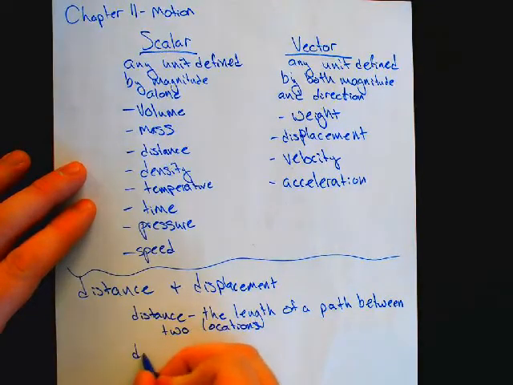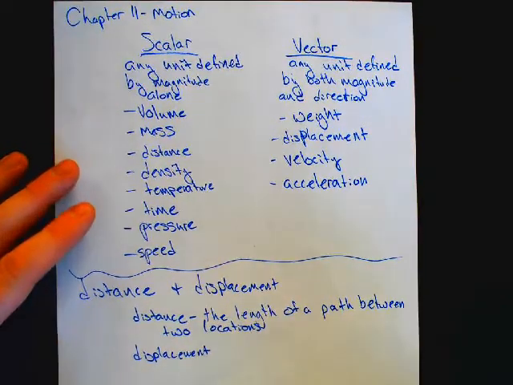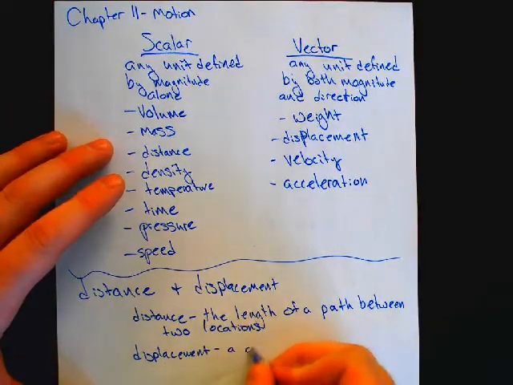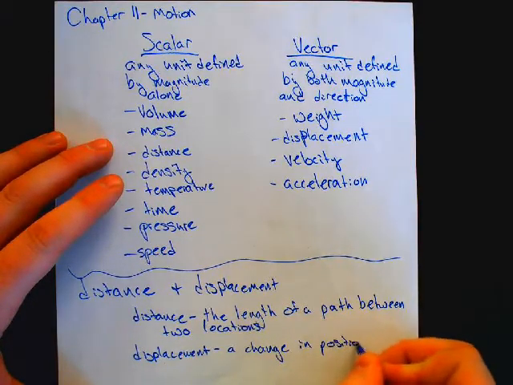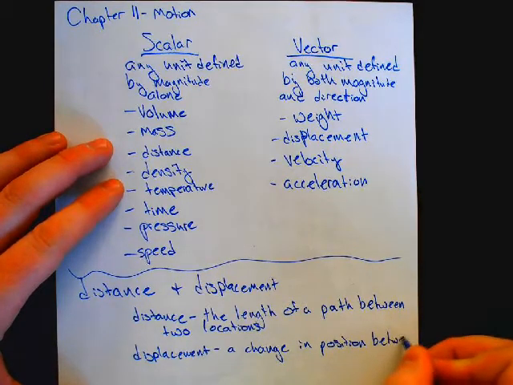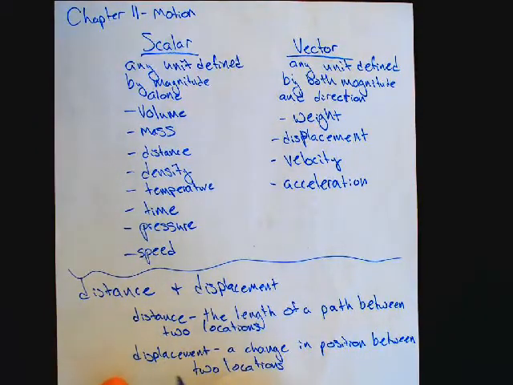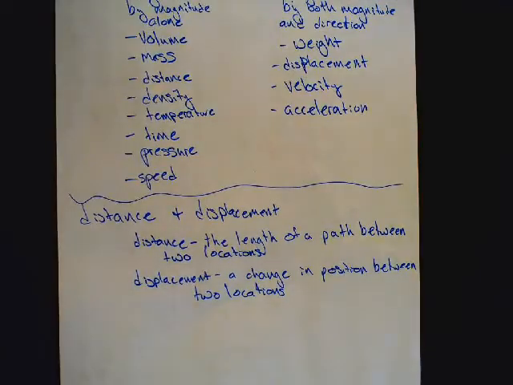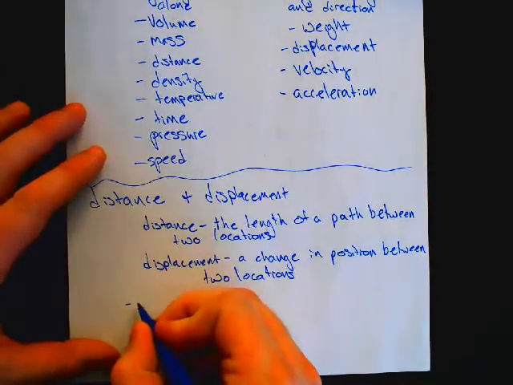Conversely, displacement is a change in position between two locations. A change in position between two locations. And because it is a vector unit, displacement must include both magnitude and direction. Both displacement and distance can be measured in the same units. So both are measured in feet or meters.